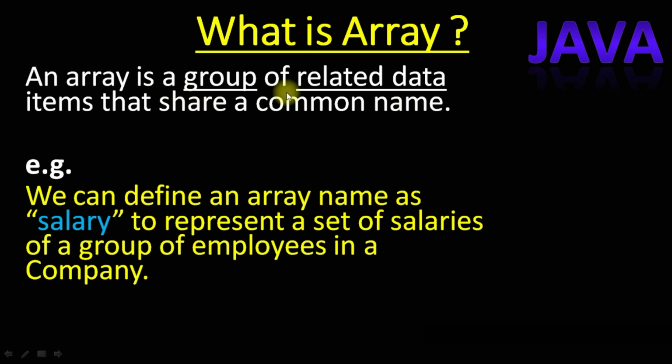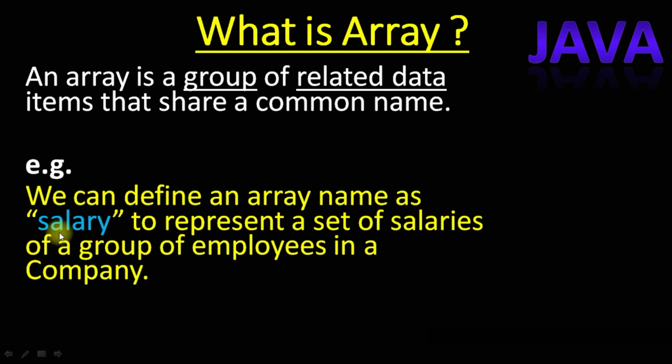An array is a group of related data items that share a common name. You can see here I underlined group and related data item. So it's a group of related data, and related data means it can be integer, it can be float, it can be string, any type. But it's a group, a combination, or a set of data of the same type.